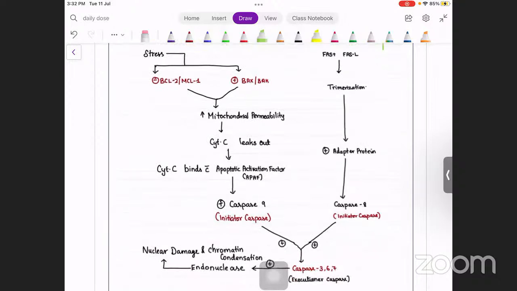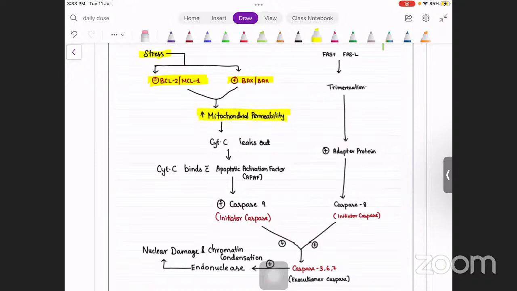whenever the cell is undergoing stress, the stress will activate the apoptotic protein, and then it will inhibit the anti-apoptotic protein. So what is the anti-apoptotic protein that the stress will inhibit? Inhibition of BCL2 or MCL1, and stimulation of Bax/Bak protein. Both can increase mitochondrial permeability.